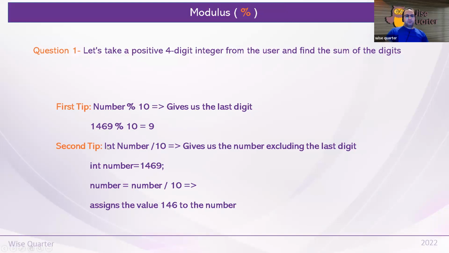Here, we have a few tips. It says number modulus 10 gives us the last digit, as you can see. 1469 modulus 10 is 9, which gives us the last digit. And when I divide an integer number by 10, we can get rid of the last digit. When I divide by 10, it will be 146, because an integer cannot store decimals. When I divide by 10, it will be like this, and I am trying to assign it to an integer. It won't store the decimal units, so it will be 146. Sure, that's the logic.